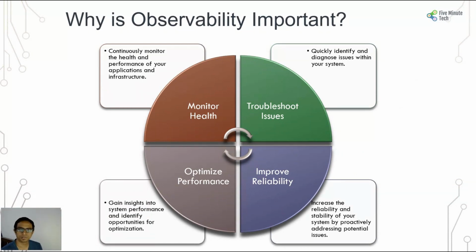Why is observability important? It is used for four main things: monitoring health, troubleshooting issues, optimizing performance and improving reliability. Monitoring health: it continuously monitors the health and performance of the application and the infrastructure. Troubleshooting: it identifies and diagnoses issues within your system. Optimizing performance: it gives insight into which areas of your system are not working well and identifies opportunities for optimization. And it improves reliability, increasing the stability of a system by proactively addressing potential issues.